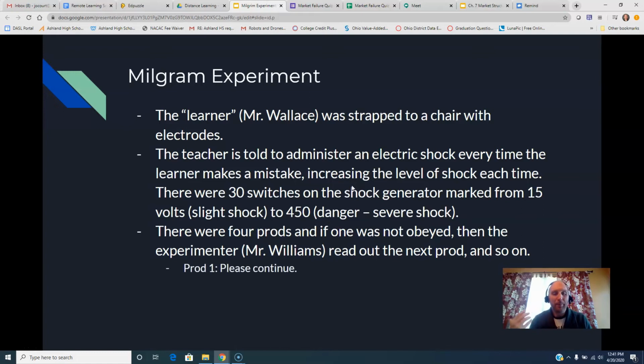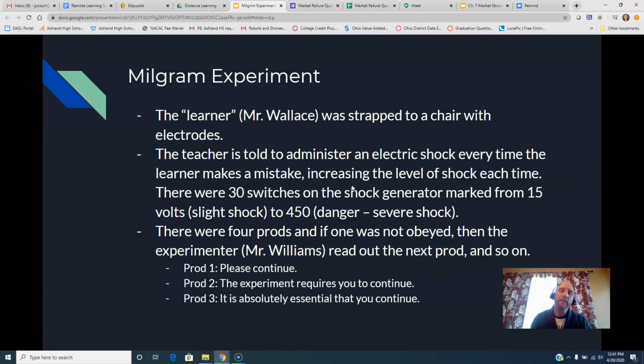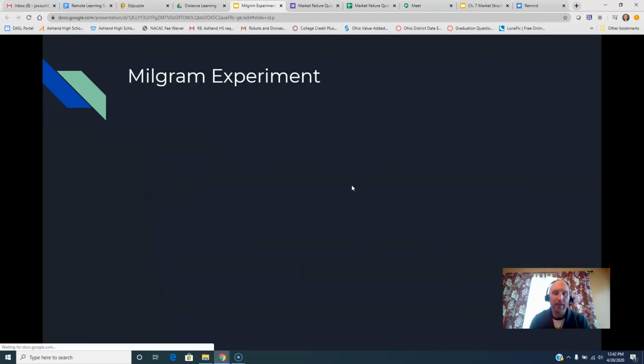So if the teacher turned to the experimenter and said, man, he seems to be in pain, the experimenter first would say, please continue. Then, the experiment requires you to continue. It is absolutely essential that you continue. You have no other choice but to continue. And even though physically this experimenter couldn't stop the teacher, the experimenter's goal was to see how far we could push this average American citizen to keep delivering these painful shocks.